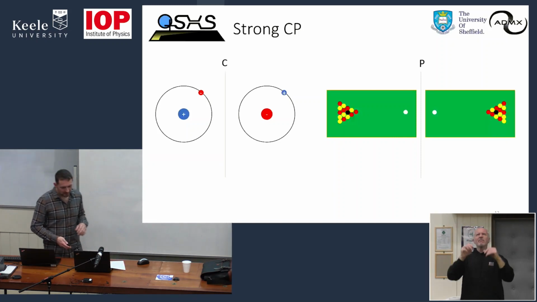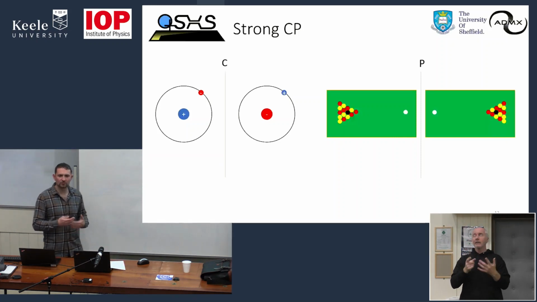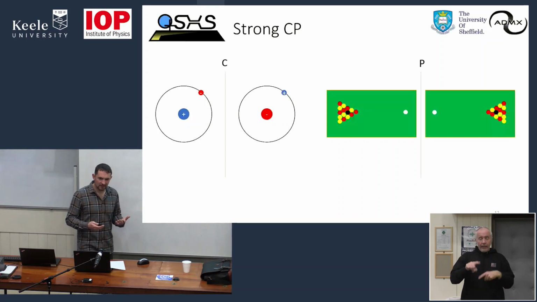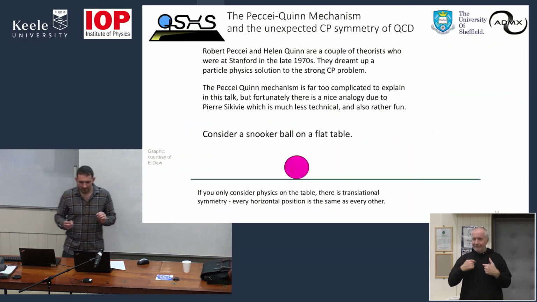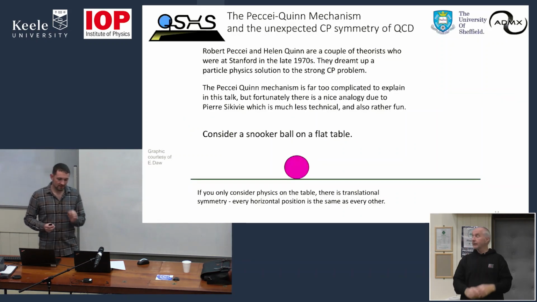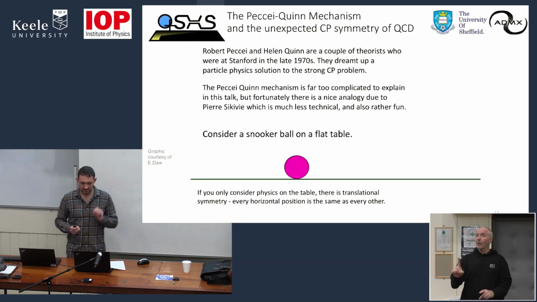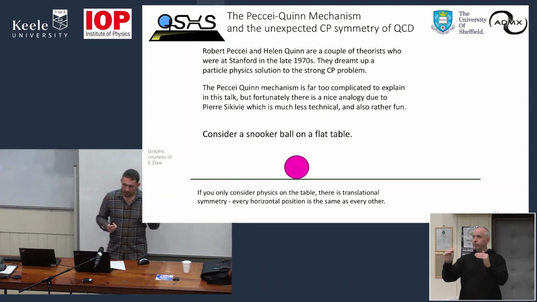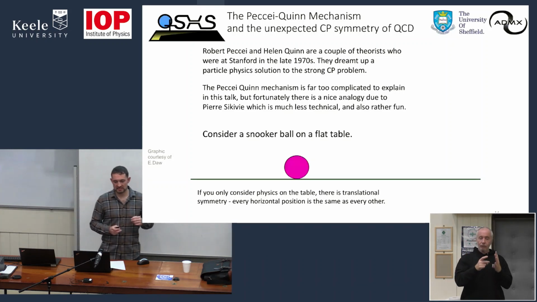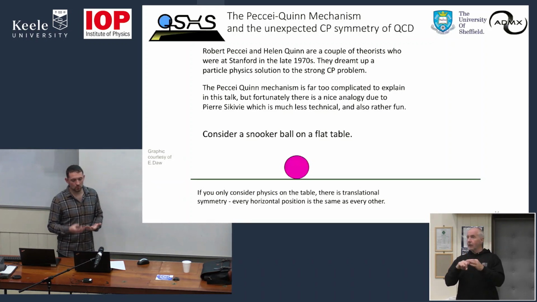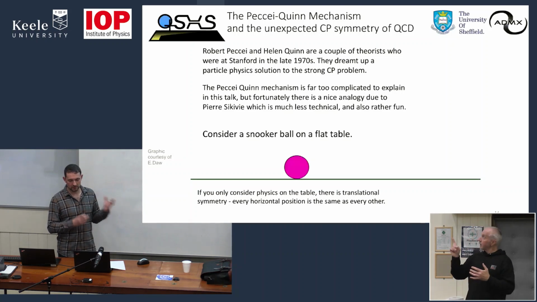Now, in order to try and explain how we solve this is an even more complex theory that I won't claim to understand. However, two very, very good theoretical physicists, Robert Peccei and Helen Quinn, in the 1970s, the late 70s, they came up with this solution to what we're calling the strong CP problem.